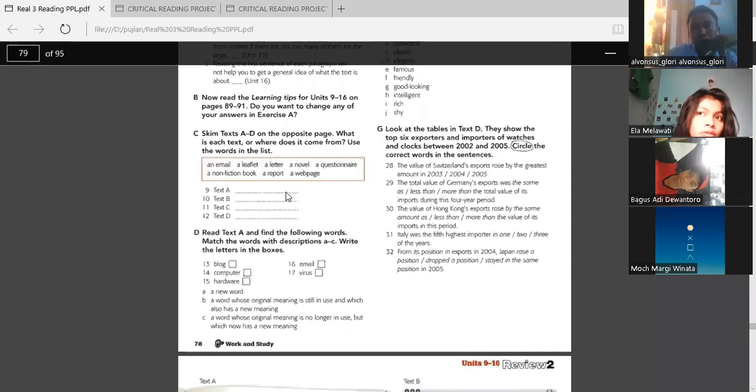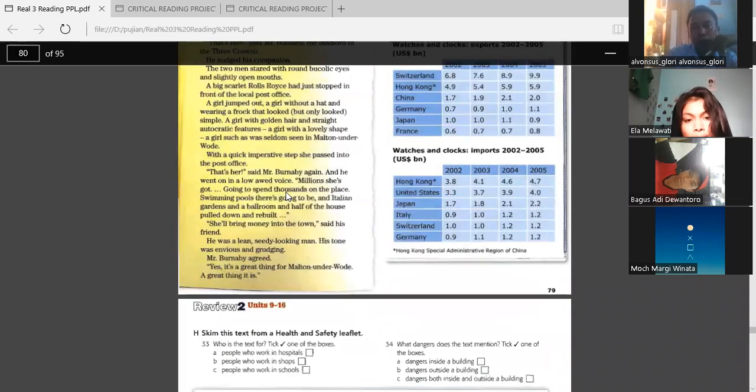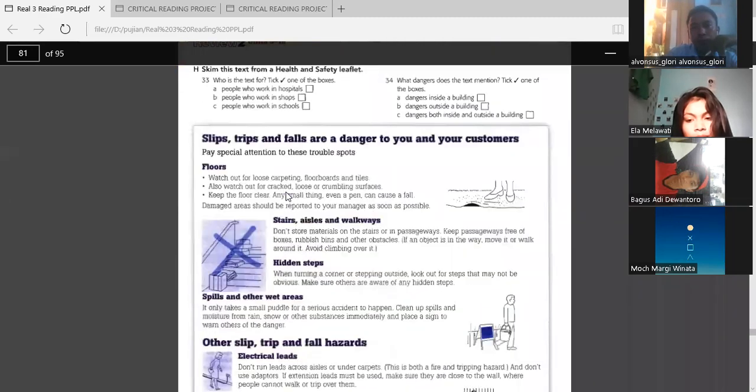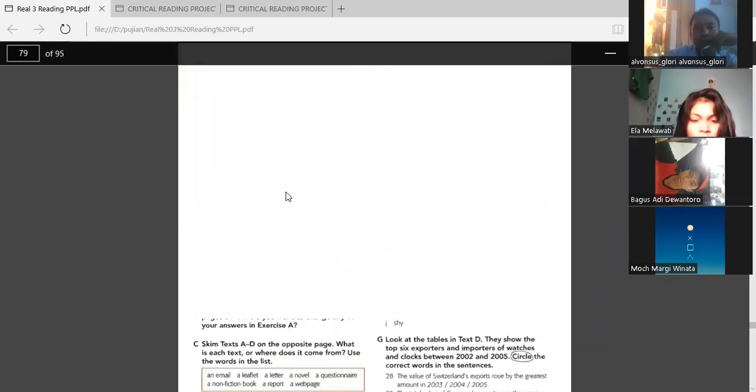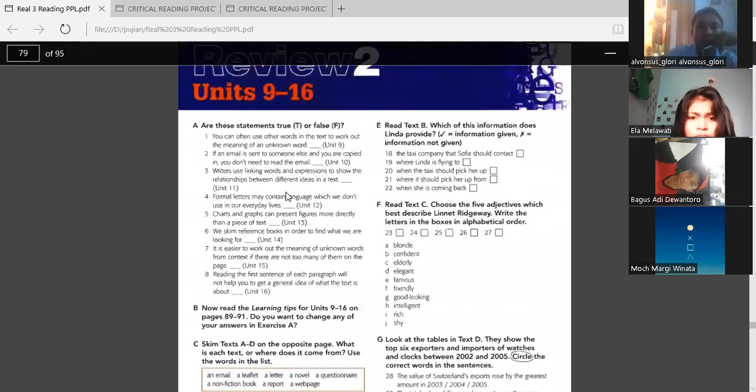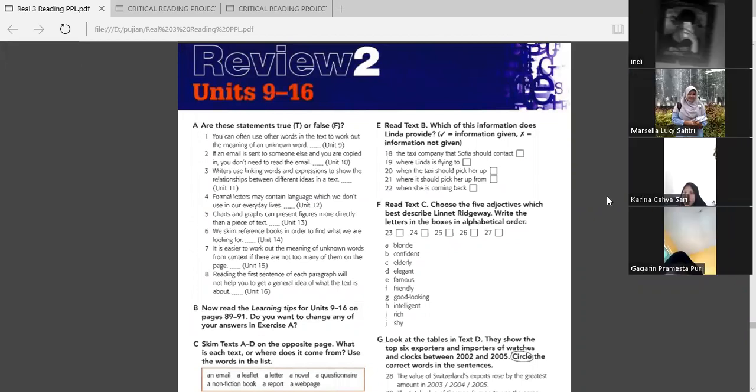Point A. Not too many, right? Well, point A, I would like to call you Karina. Okay, Karina, go on. Yes, sir. You can often use other words in the text to work out the meaning of an unknown word. What's that? True or false?